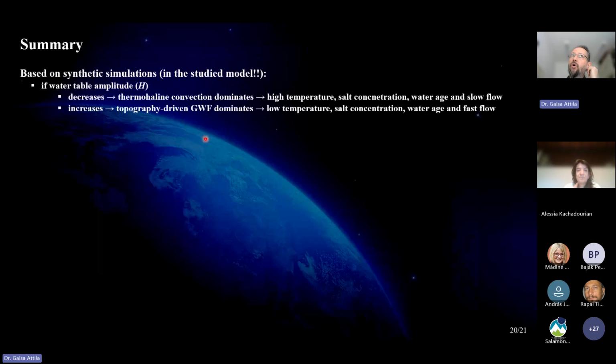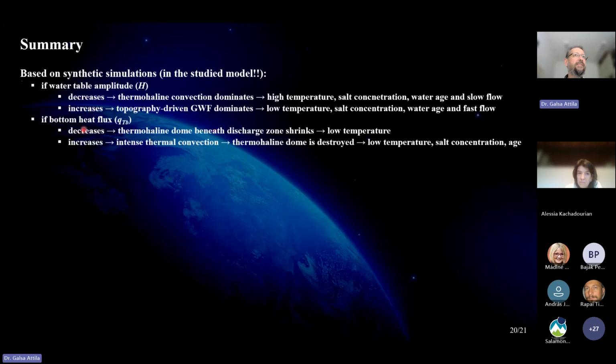And now we can turn to the brief summary. I'm not going to read all of the statements. So based on our synthetic simulations, when the water table amplitude is decreased, the thermohaline convection dominates the whole basin, leading to high temperature, salt concentration, water age, and slow flow. However, when the water table amplitude is increased, the topography-driven groundwater flow dominates the whole system, resulting in low temperature, salt concentration, water age, and fast flow.